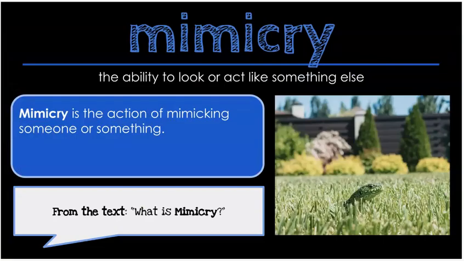Our first word is mimicry. Say mimicry. Mimicry is the ability to look or act like something else. It is the action of mimicking someone or something. From the text, it says, what is mimicry? It's a subtitle at the beginning of the story. If you look in the picture, you can see an animal using mimicry as camouflage. It's acting like grass.